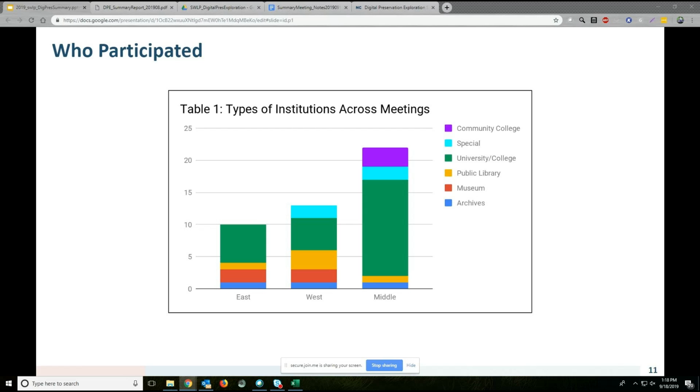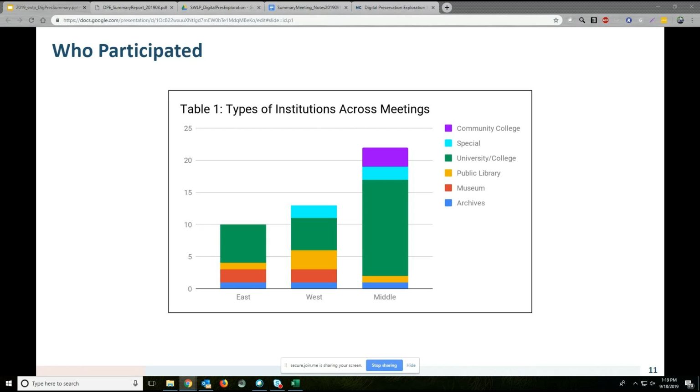And the ultimate breakdown of who attended in terms of institutions, as you can see in this graph, the majority were university and colleges, both private and public, small and large. But then everyone else had somewhat equal representation across the board. Community colleges really were mostly only represented at the middle meeting, but we had archives throughout, university or public libraries throughout, museums at the east and west, and specials at the west and middle.